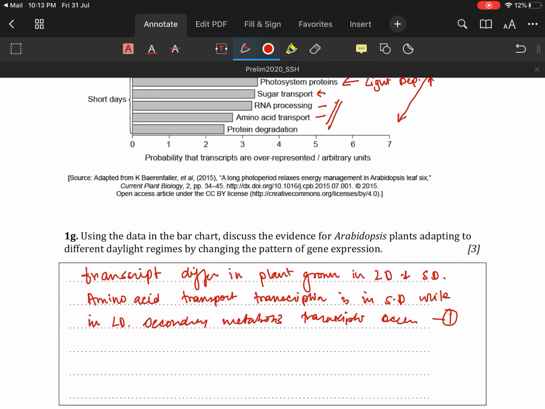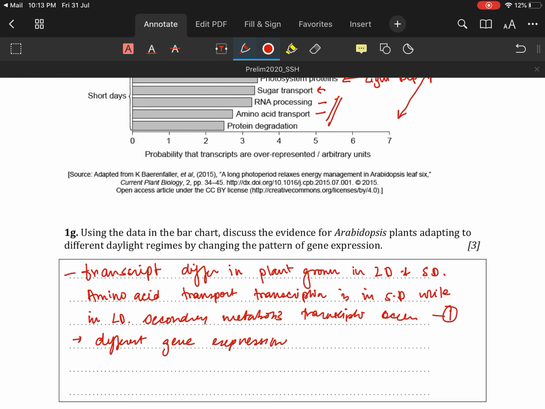Now what else is there? Different genes are being expressed. It's clearly indicating different gene expression indicated by RNA processing. You can give any, in short day, any valid point you can give.